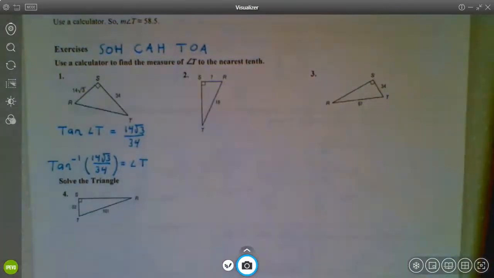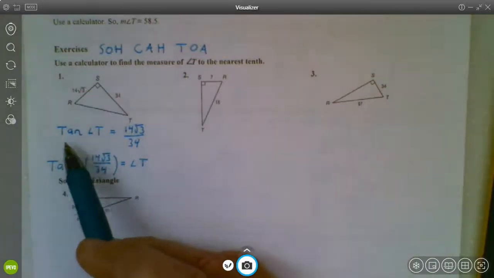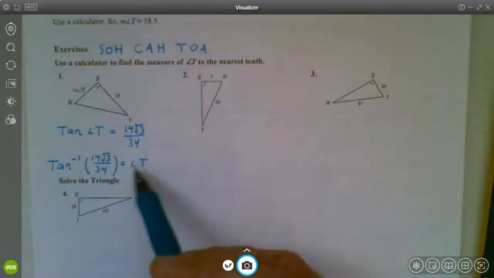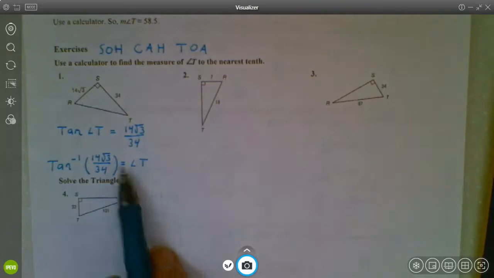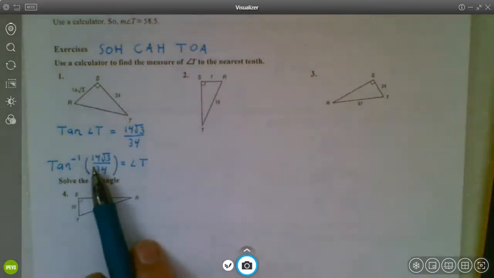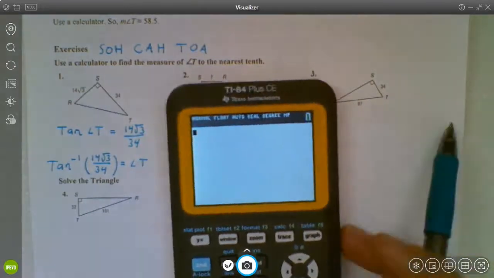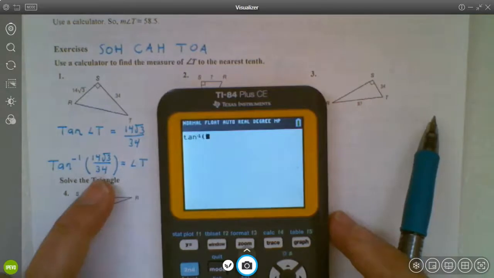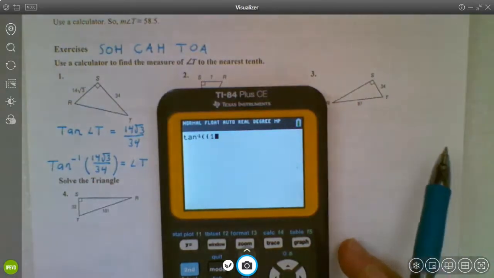So this is how you get an angle by itself within a trig equation: you have to take the inverse function in order to move your angle over to the other side. Okay, and so once you get the letter by itself, as always, this is what now I can put into my calculator. So go over to here with me. So I'm going to type in the inverse tangent of my tangent ratio. So I'm going to do 14 root 3.